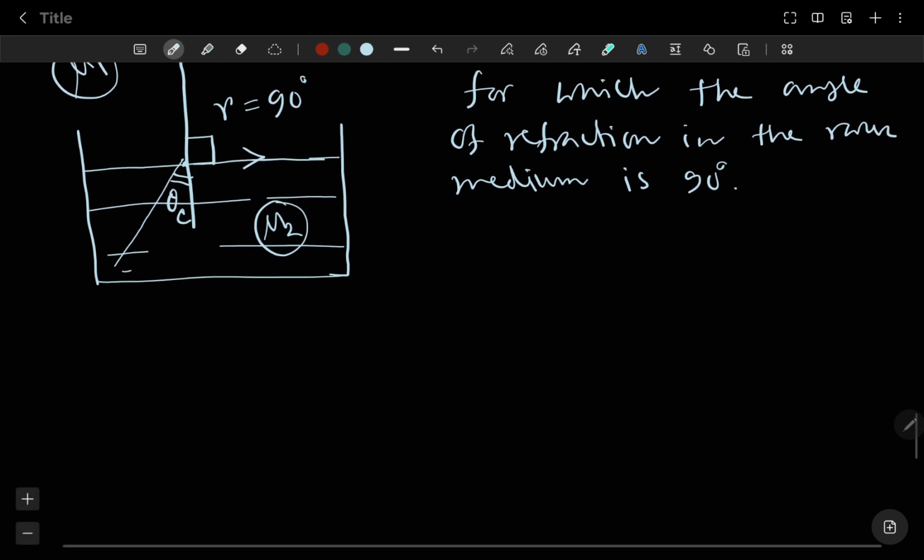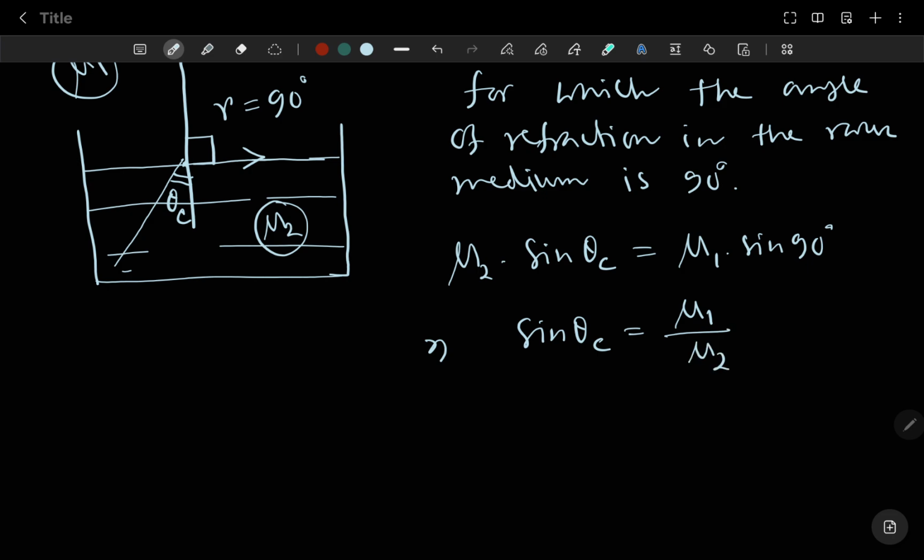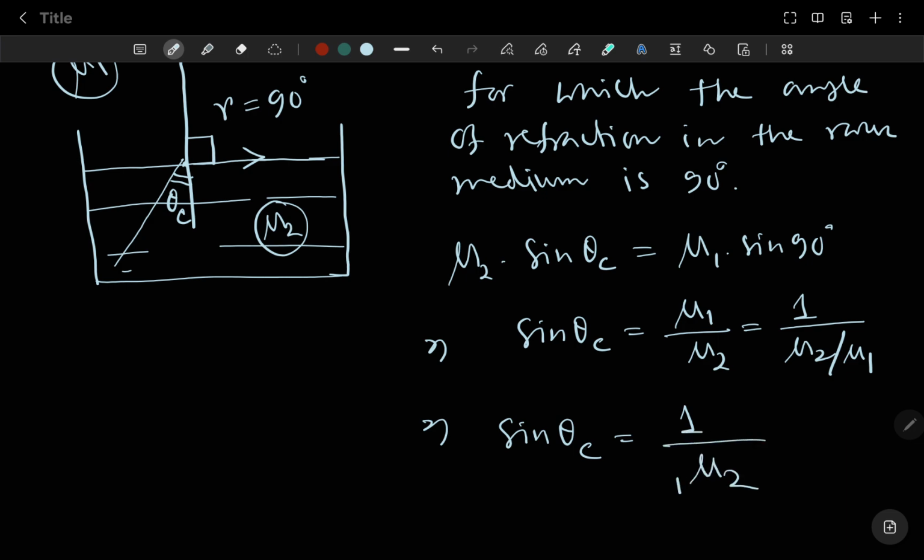So if you apply Snell's law here, you will get mu 2 into sine theta c is mu 1 into sine 90 degrees, right? So sine theta c is clearly mu 1 by mu 2. Okay, sine 90 is 1. So we can also write it like this, 1 by mu 2 by mu 1. So sine theta c is 1 by the relative refractive index, right? Clear?